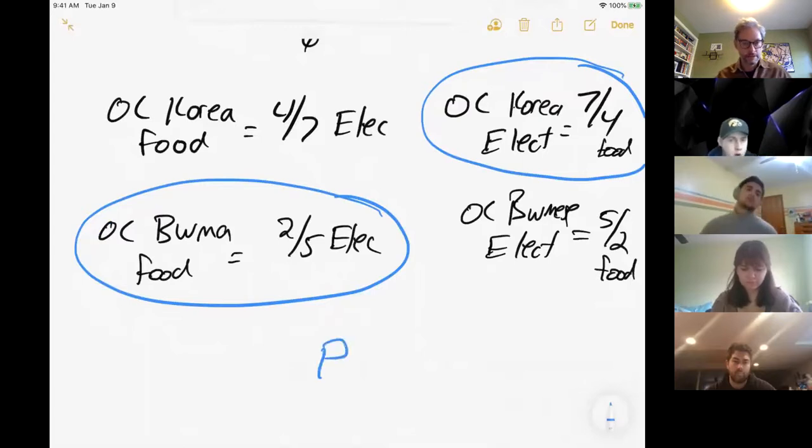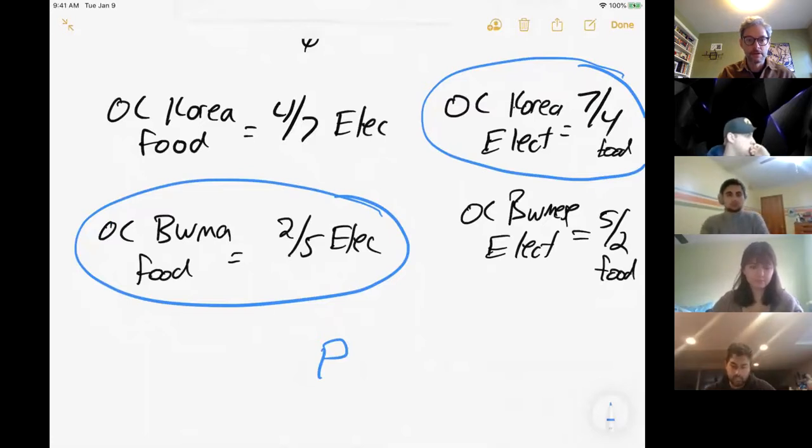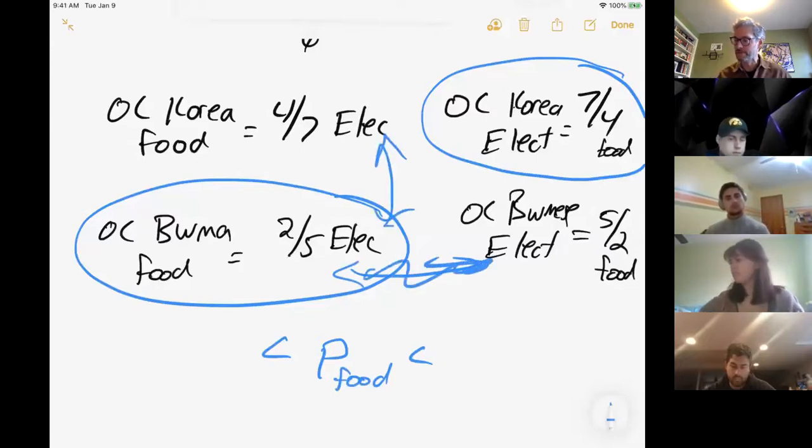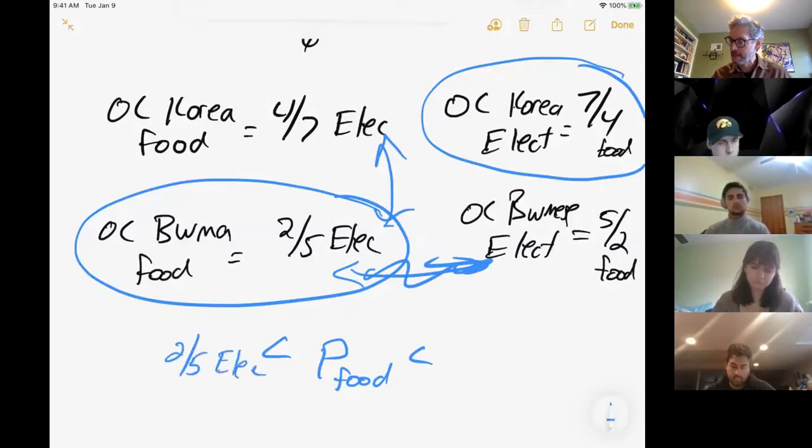What price was it electronics? Can't remember my question here. What price would food sell for? Right, what price would food sell for? It has to sell between these 2 opportunity costs, right? So it has to sell between 2/5 a unit of electronics and 4/7 a unit of electronics, because that would be mutually beneficial for each country. All right, so the price has to be between these 2 opportunity costs.